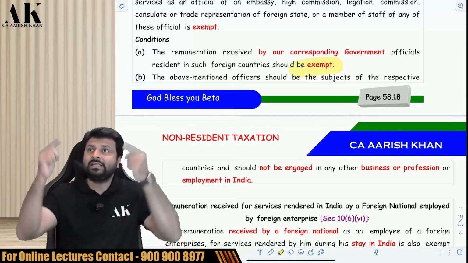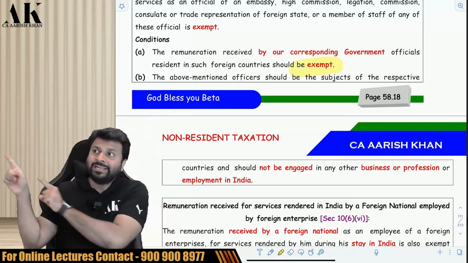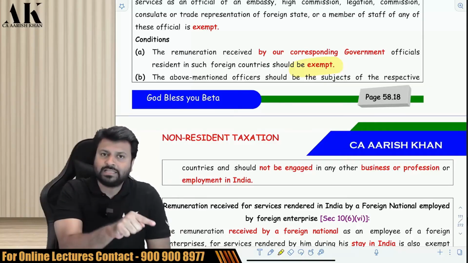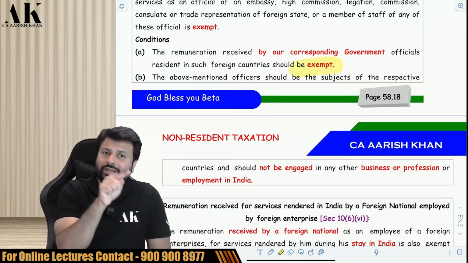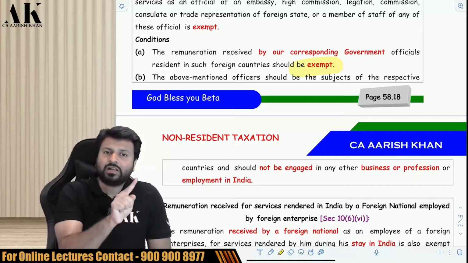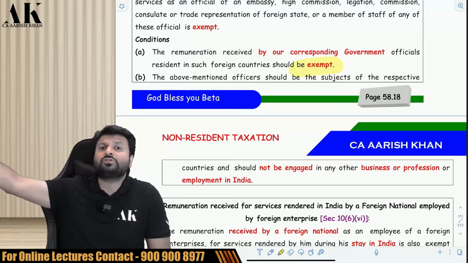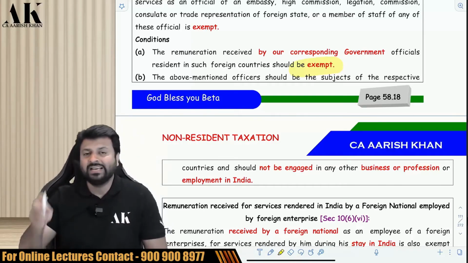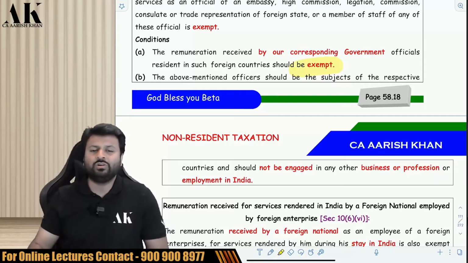In the US embassy there is a citizen of the US, and in the Indian embassy in the US there is a citizen of India. So the US government is making the payment of remuneration to that person who is sitting in the US embassy in India. So that remuneration will be exempt if the US will also exempt the remuneration in the hands of the Indian citizen in the US. Then only we are going to exempt. Otherwise, we are not going to make it exempt.